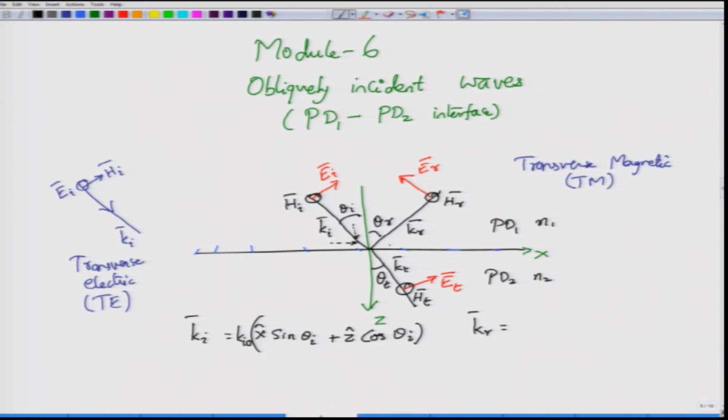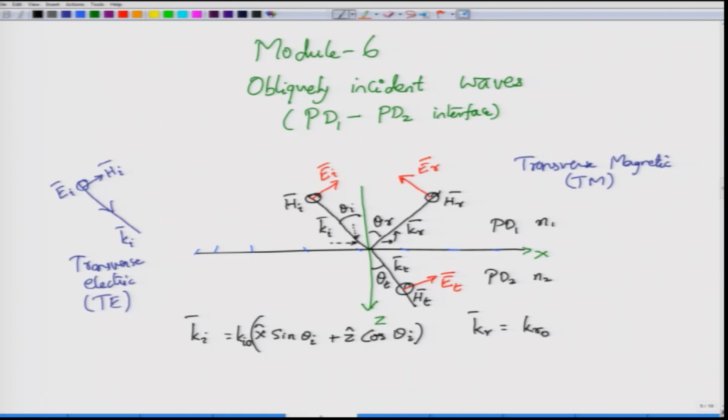So, a reflected wave means that the wave should move away from the interface, for which the z direction should become negative, or the z component should be negative for the reflected wave vector, whereas the x component can be positive. So, if you again decompose this kr vector into its corresponding components, you would see that it has a negative z component, whereas a positive x component.